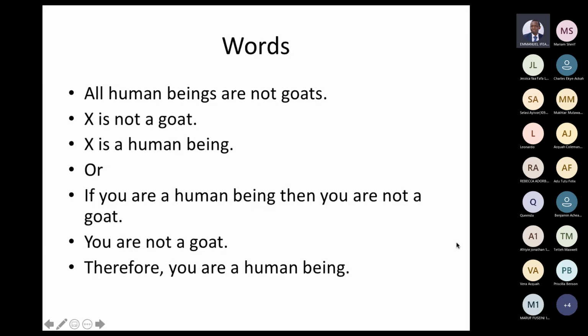Let's look at it in words. All human beings are not goats. X is not a goat. Therefore, X is a human being. All human beings are not goats, which is true. X is not a goat. Okay. But is showing that X is not a goat enough to show that X is a human being?